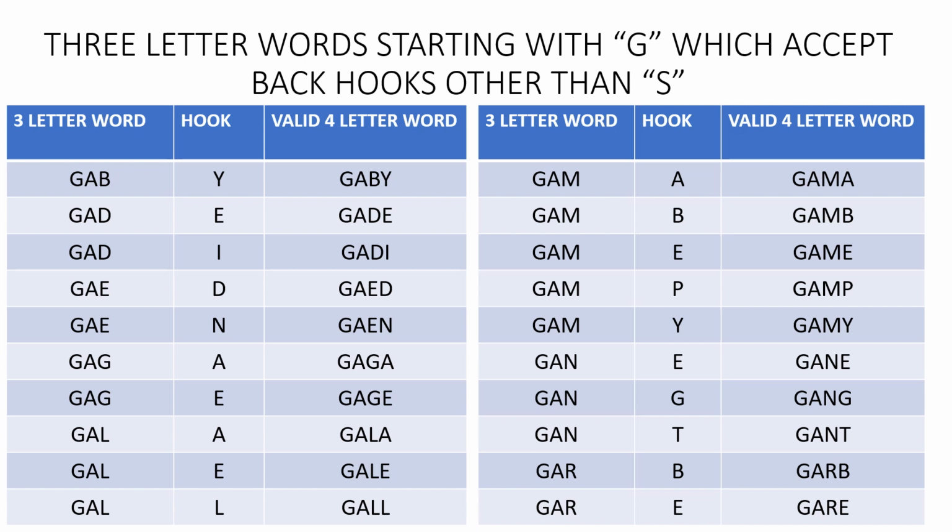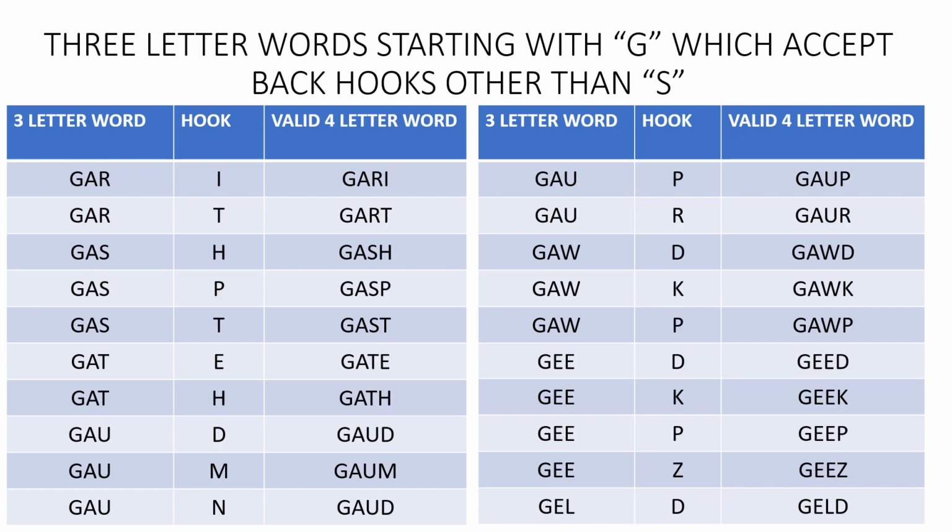And so on. You can have a look at all the words and just be sure that you know these. And another satisfaction you may derive is that while studying three-letter words, you're also learning some new four-letter words. So the list continues with GAR accepts I as back hook, also T, and gas, it accepts H, it becomes gash, and gas also accepts P, it becomes gasp, and so on. You can have a look at the remaining ones.